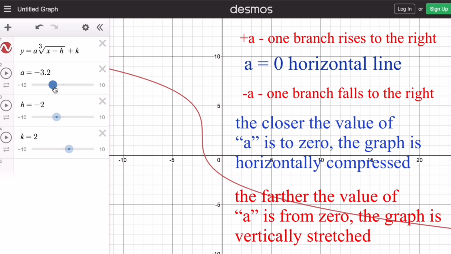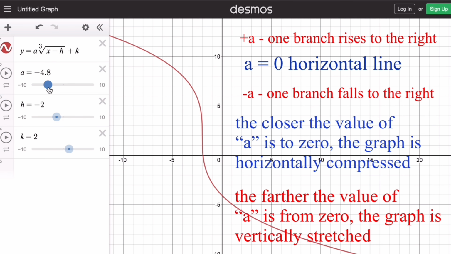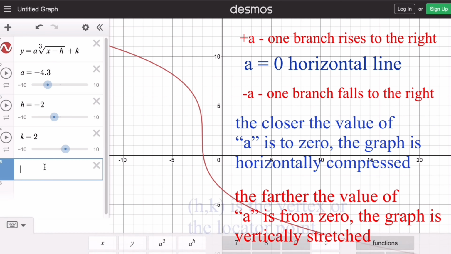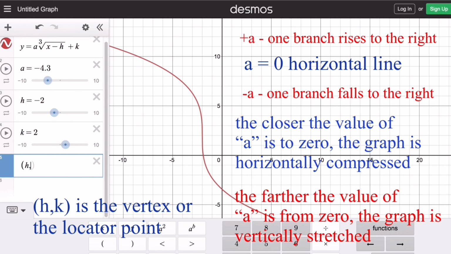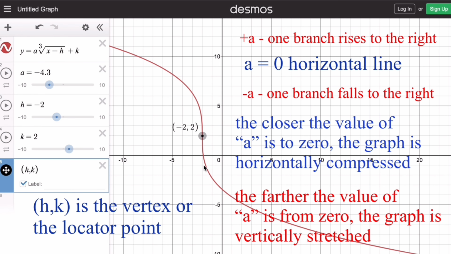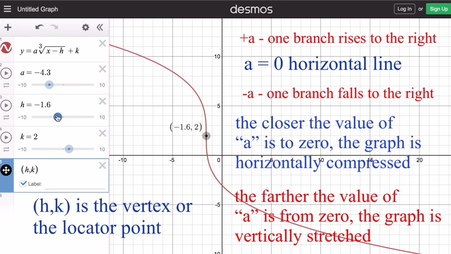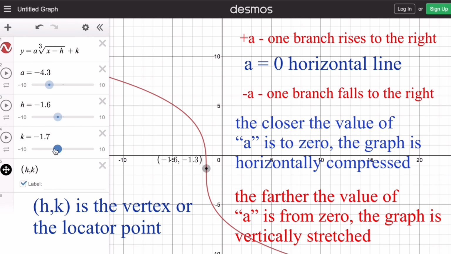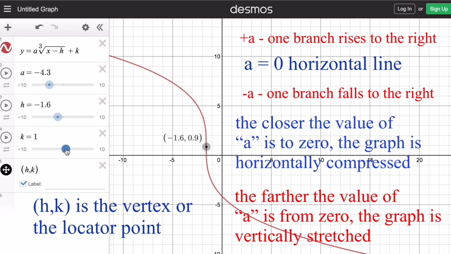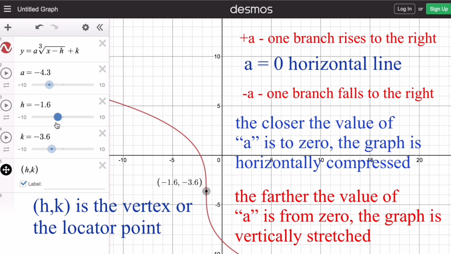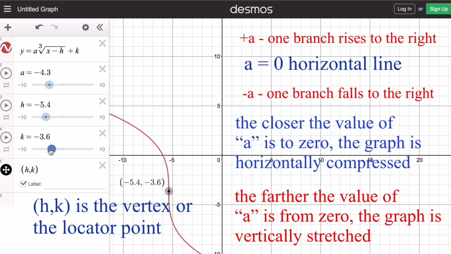That means its shape becomes more vertical. Now, we also remember that the coordinates (h, k) are the vertex of the graph, or what we call the locator point, where h translates the graph left or right, and k translates the graph up or down. So this is the basic information about the graph of a cube root equation.